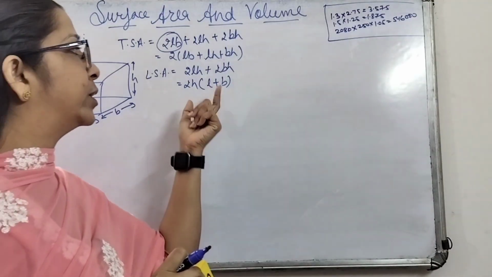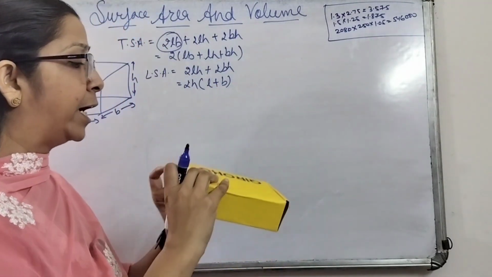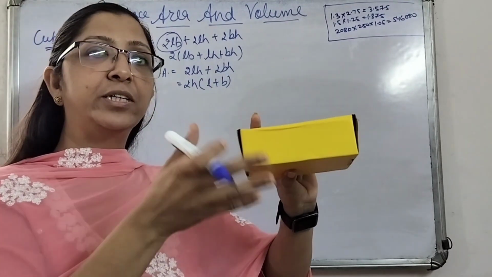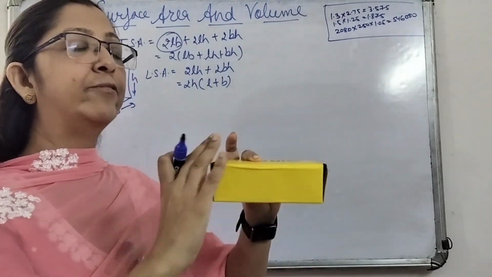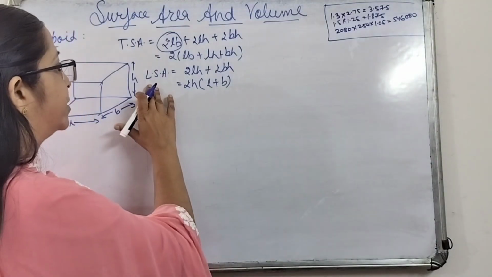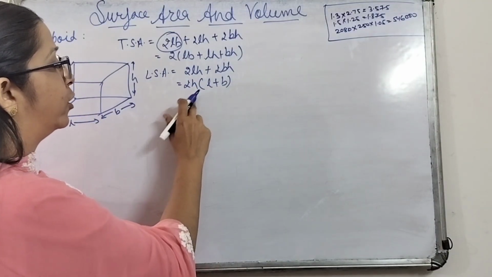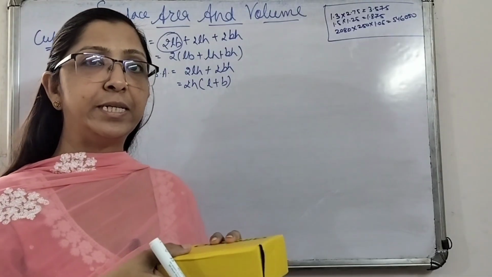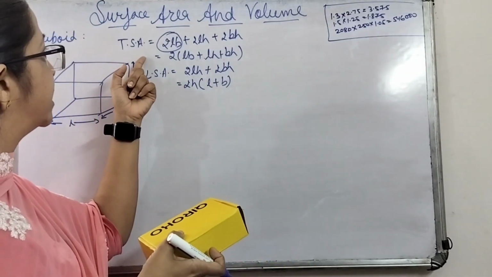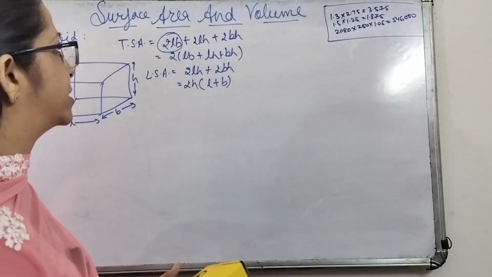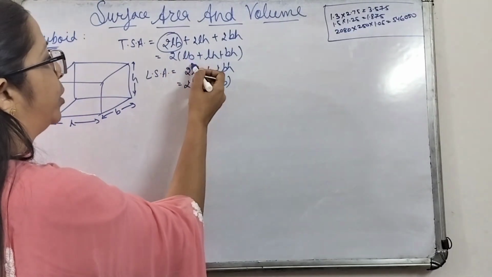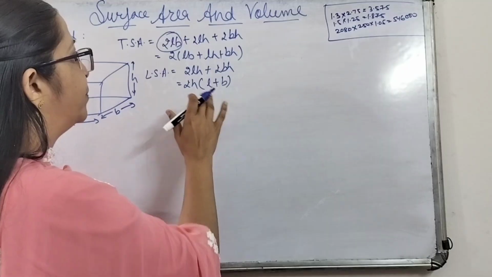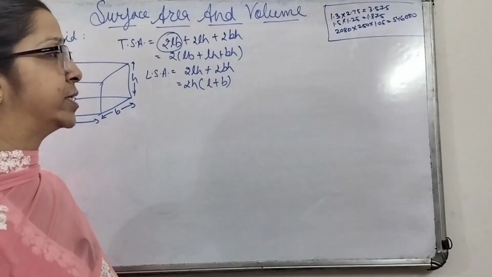So if we are not considering the topmost and bottommost surfaces, when we are not considering these two faces, then the area which we will get is the lateral surface area, which is given by 2 into H into (L plus B). And if we consider all the 6 faces, then it will be the total surface area, which is 2 into (LB plus LH plus BH). This will be the total surface area and this will be the lateral surface area.